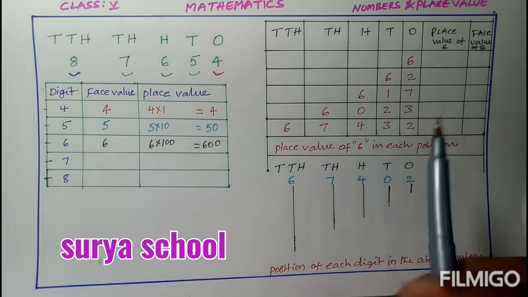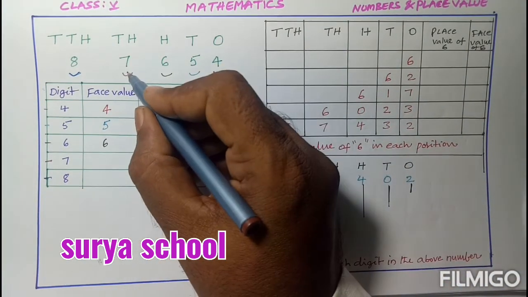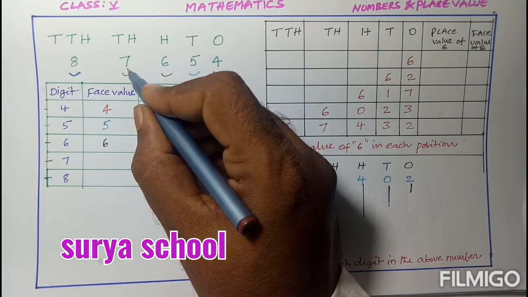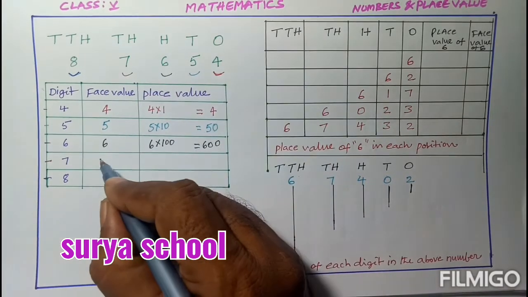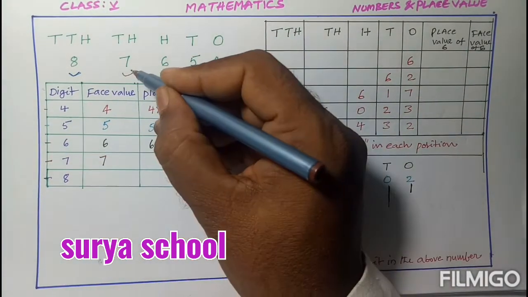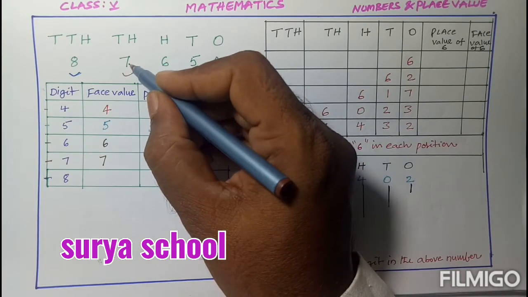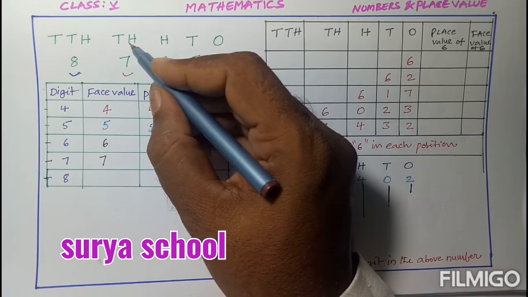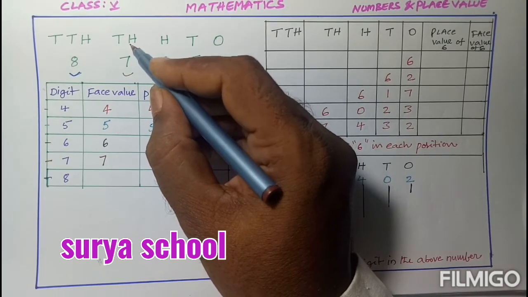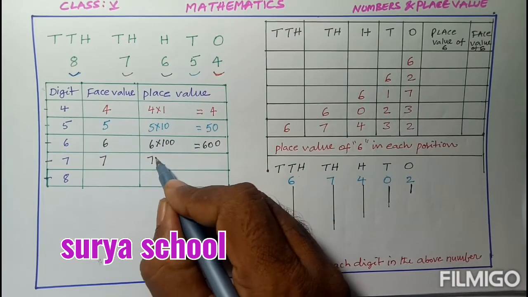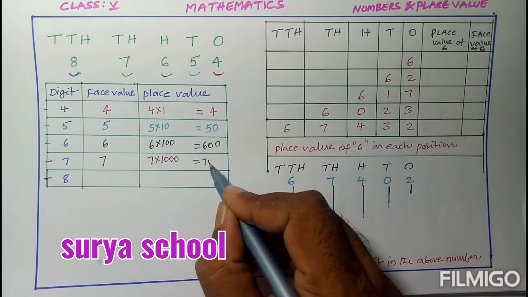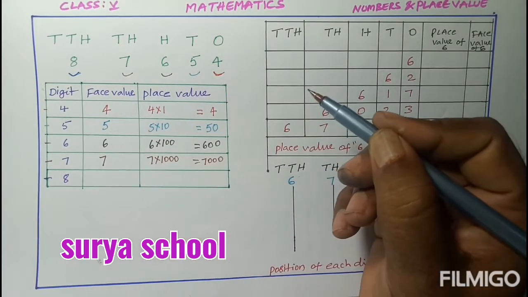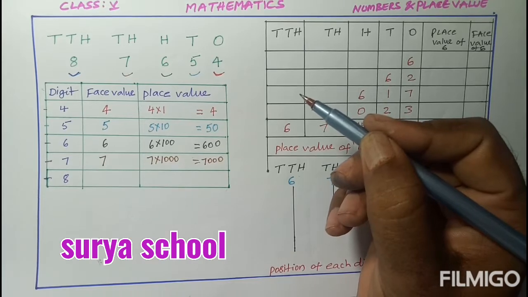Now I am going to take the next number. This is 7. Its face value is 7 only. But in which position is it? It is in thousands place. So we have to multiply this 7 with 1000. We will get 7000. The place value of this 7 is 7000.